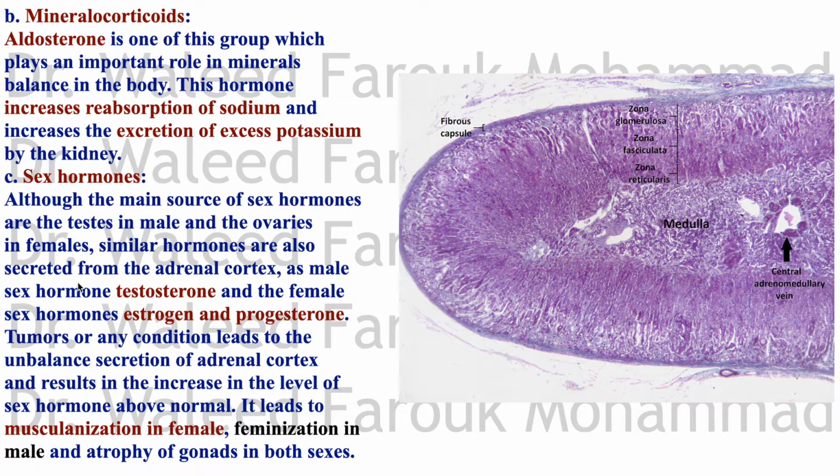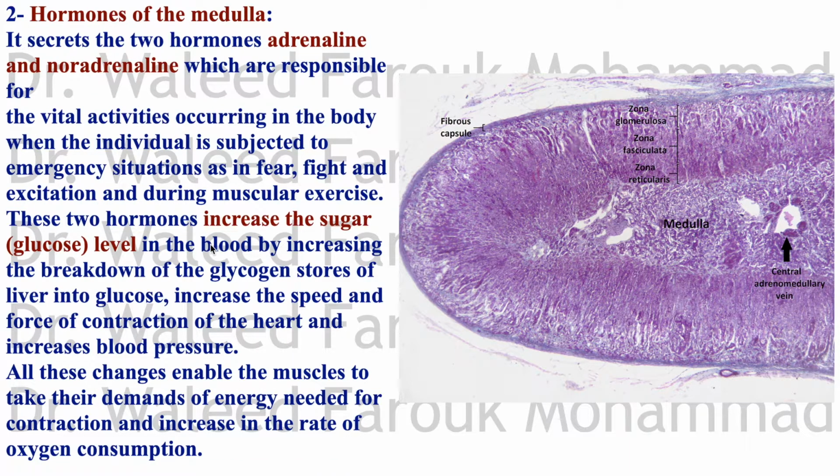So we have sex hormones, mineralocorticoids, and glucocorticoids, which are the main secretions from the suprarenal cortex or the adrenal gland. Hormones of the medulla: this is the medulla of the suprarenal gland or the adrenal gland. It secretes two hormones, adrenaline and noradrenaline. They control vital activities in the body, especially in emergency situations like fight or flight, fear or fight, and excitation and during muscular exercise.